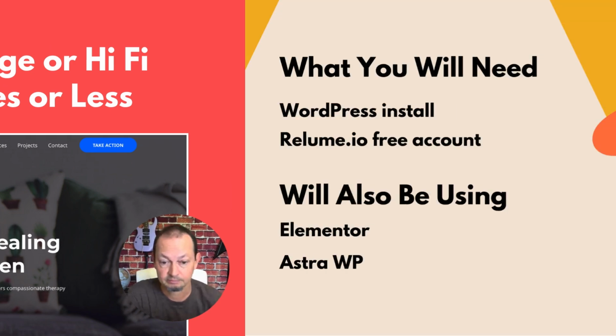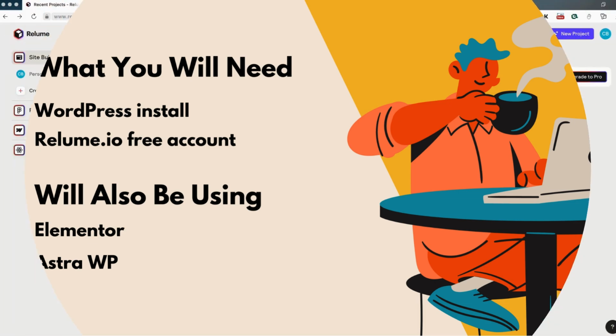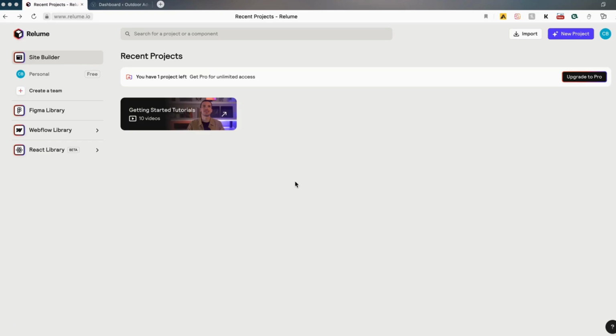Let's go. Outside of using WordPress and having a WordPress install to work with, everything that I cover in this video is free to use. Relume.io has a free account. Elementor and Astra, we actually will take care of in the back end once we are logged into our WordPress website. Really easy to use. All right, let's make this happen.